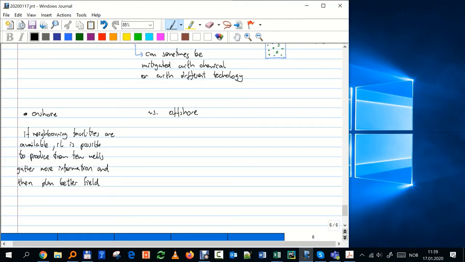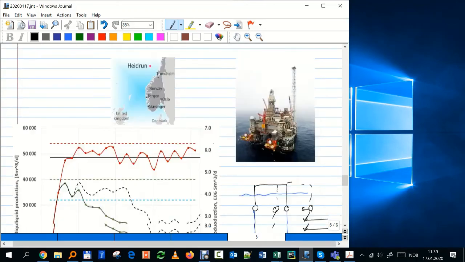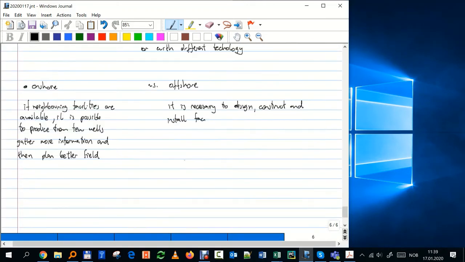While offshore, I usually have nothing. I have simply the whole sea. So I have to prepare. It is necessary to design, construct, and install facilities before producing.